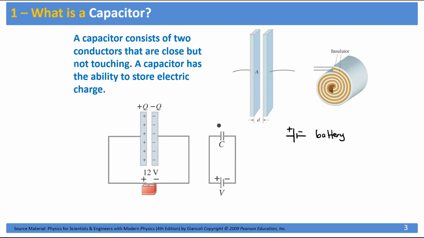And for a capacitor we usually use this symbol, which has two equal length lines like this. So whenever you see this in a circuit diagram, you know that we have a capacitor there. And since this is connected to a battery as such, this has to be the positively charged plate and this has to be the negatively charged plate.